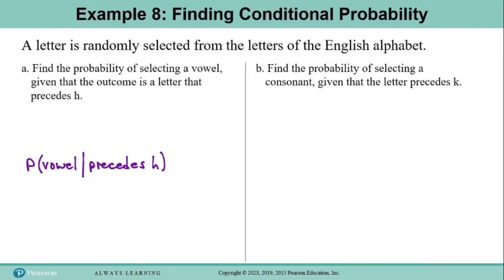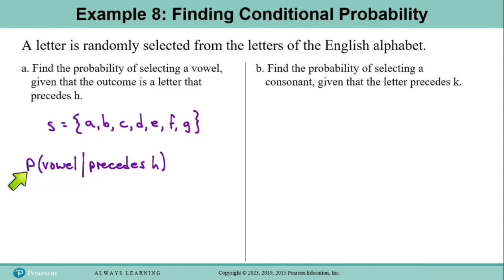See, the fact that we already know the letter has to precede H changes our sample space from all 26 letters of the alphabet to just the ones that come before H. So let's write those down. Our sample space is now the set containing A, B, C, D, E, F, G. These are all the letters that precede H.